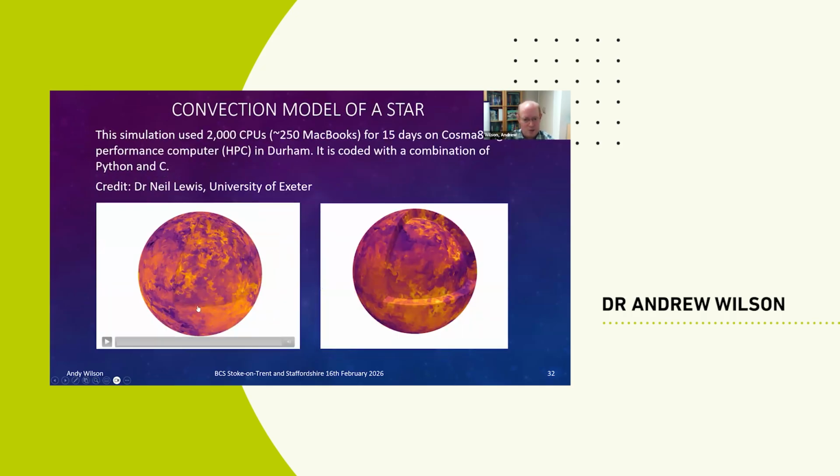Here's one of Neil's actual simulations, and hopefully you'll see this video running. This is a model of a star. This is just a single frame from that, and you've got the star on the outside, and you might just see it's got a little bit of a cutaway to see a bit of what's going on the inside. And this just shows the turbulence in there. This simulation used 2,000 CPUs for 15 days on the Cosma 8 high-performance computer in Durham. And this was written with a combination of Python and C.